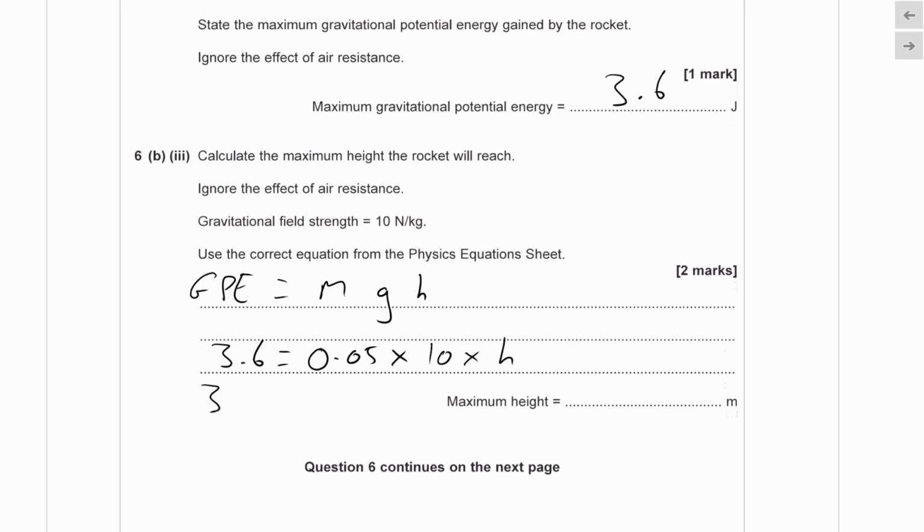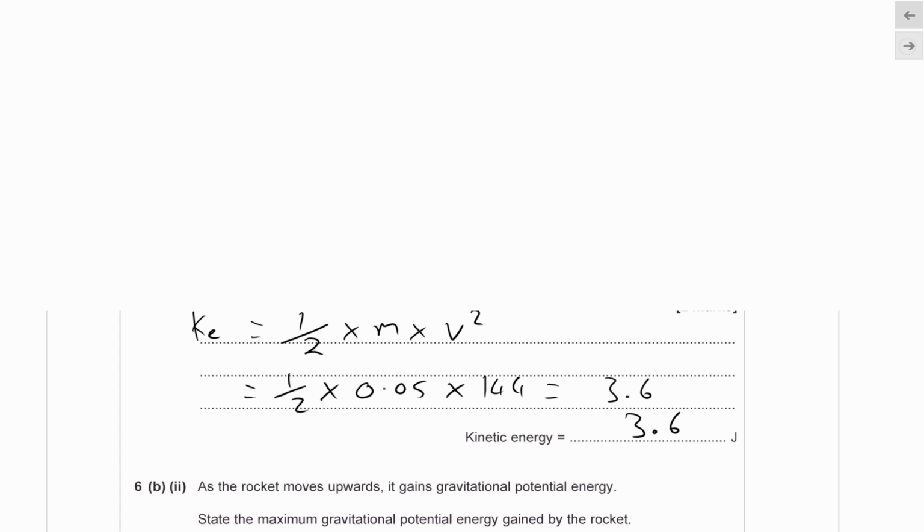Okay, so I'll just carry on under. 3.6 is equal to, well, 0.05 times 10 is 0.5, and that's still times h. To get h on its own, we need to divide both sides by 0.5. So H is equal to 3.6 divided by 0.5, and dividing by a half is the same as times by 2, so you get 7.2, and that is in meters. So our maximum height is 7.2, and that is the answer. Alright, question 6 carries on, so we move on.